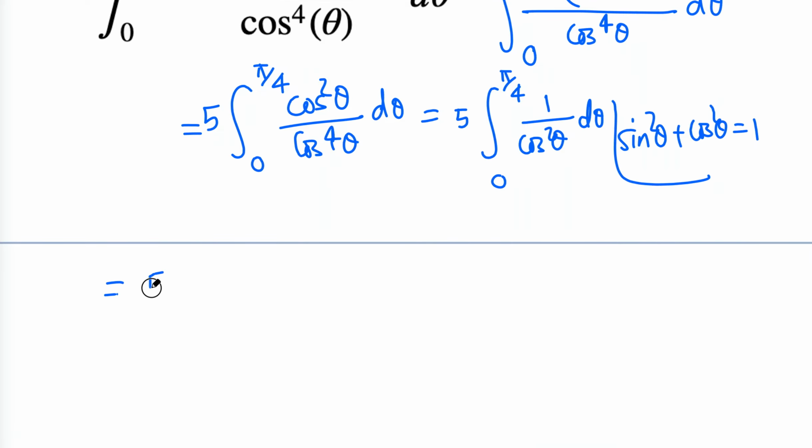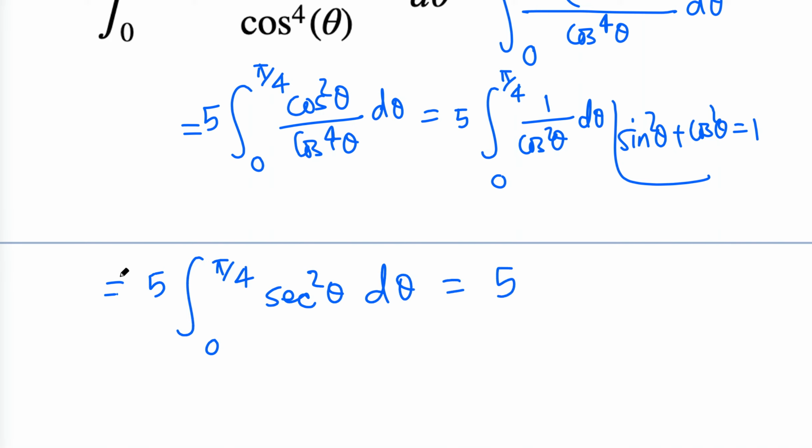We still have a fraction. Let's see. 5, 0 through pi over 4, 1 over cosine. That is the reciprocal of cosine, that's secant. So 1 over cosine is in fact secant, and we got a square: secant square theta d theta. Now this is nice because we know the antiderivative of secant square. So there's 5 outside. The antiderivative of secant square is tangent theta, and we evaluate from 0 through pi over 4.